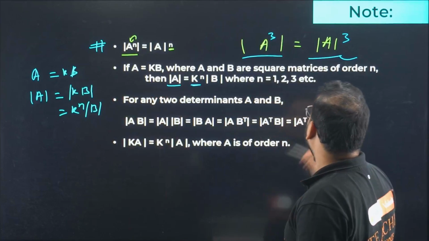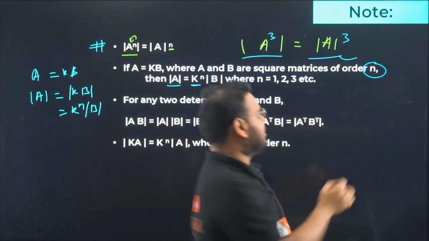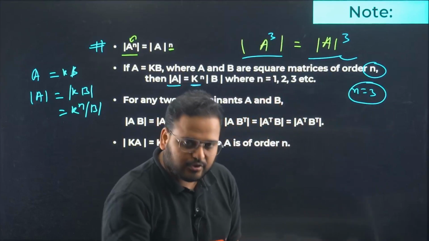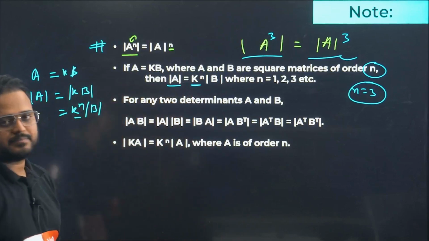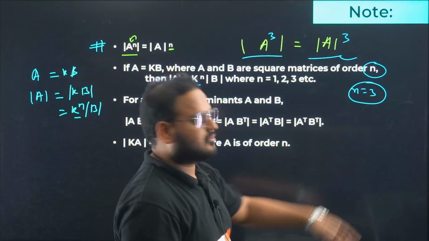Please check, the order is 3. If I talk about n as 3, it means it will have 3 rows. So from each row you have to take 1 K out. That's why you have K power n. If you take 1 K out from each row, what are you going to get? You will have K power n.